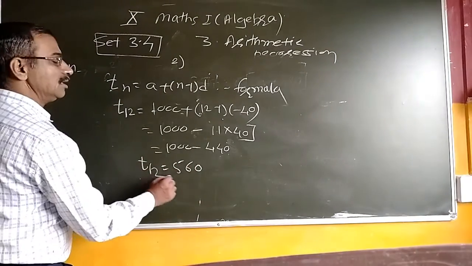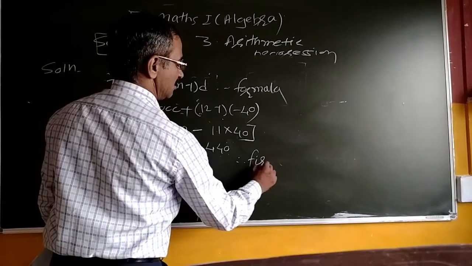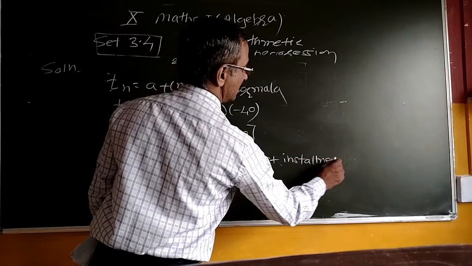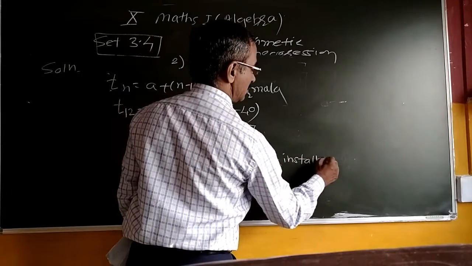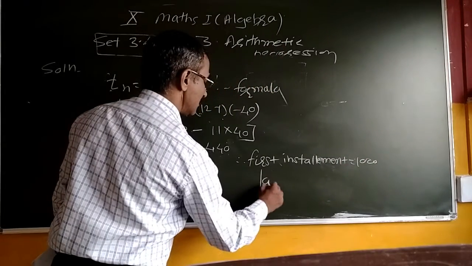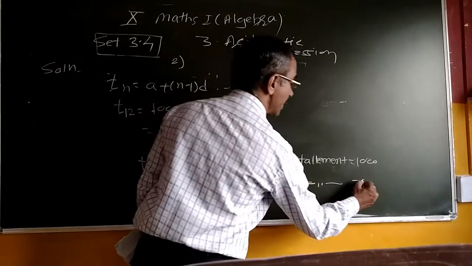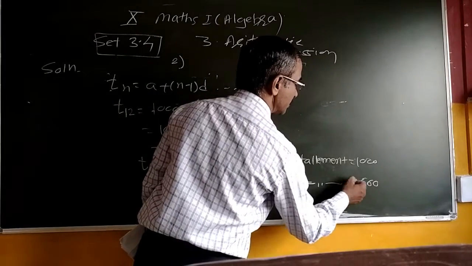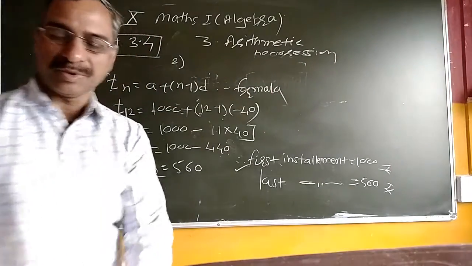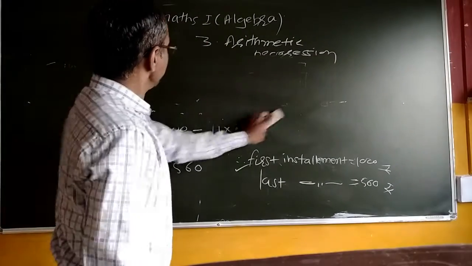It is T12. Therefore, our answer is: first installment is equal to 1000 and last installment is equal to 560 rupees. That is our answer. We found that answer. So again we are proceeding to the next.